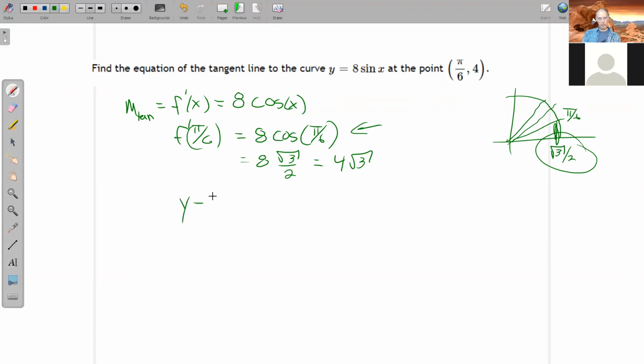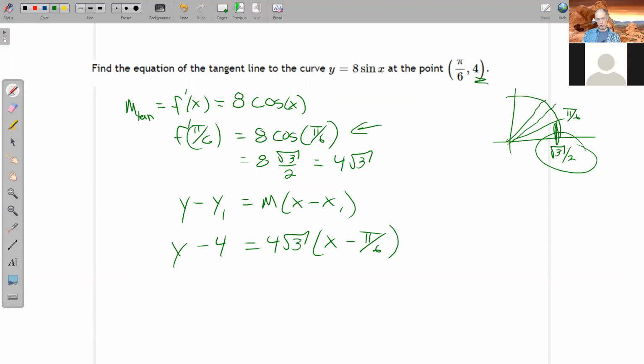Then I know the point slope formula, y minus y1 equals m times x minus x1, so we just plug in and write y equals. So y minus 4 equals 4 square roots of 3 times x minus pi over 6. And we have to solve for y, so distribute 4 square root of 3 times x minus the square root of 3 times pi over 6. And then we get to add that 4 to the other side and clean this up a little bit. And it doesn't clean up too much. 2 goes into 4 twice, 2 goes into 6 3 times, and that's about all I can do.